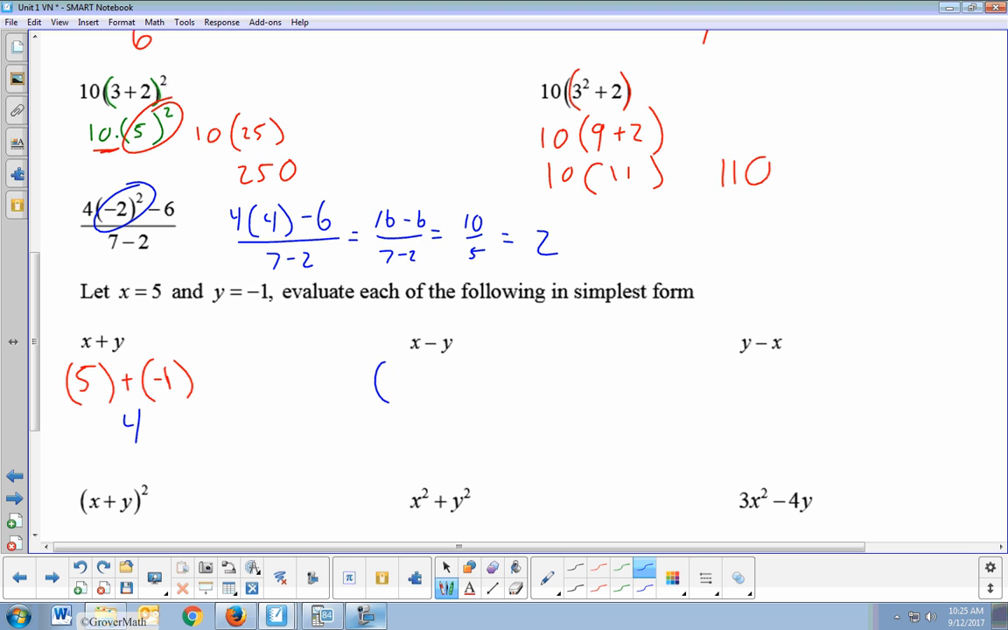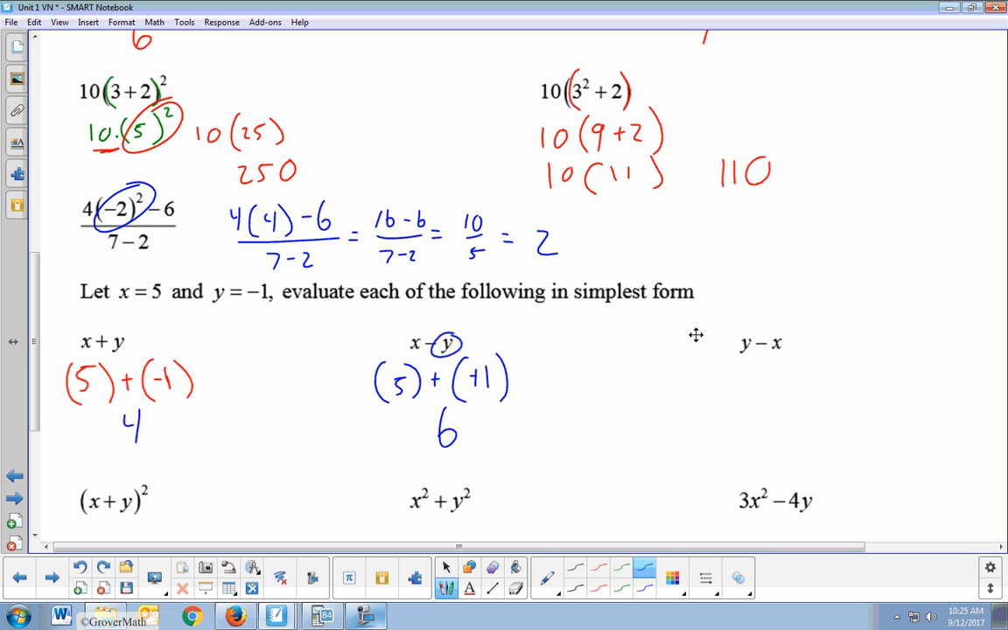Here substitute x is 5 minus substitute y is negative 1. And this is one of those places where if you didn't use parentheses, you might make the mistake, because you might think it's just 5 minus 1. But you're subtracting y, and y is negative, so we're subtracting a negative. And when we subtract a negative, we get plus plus, so the result is 6.